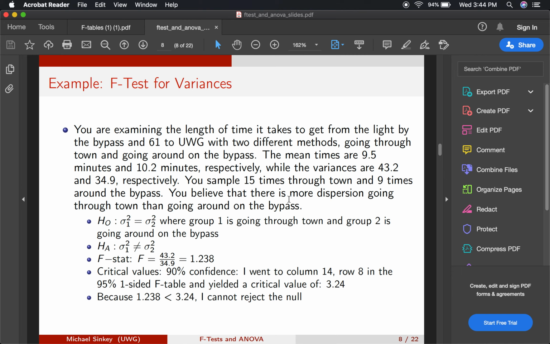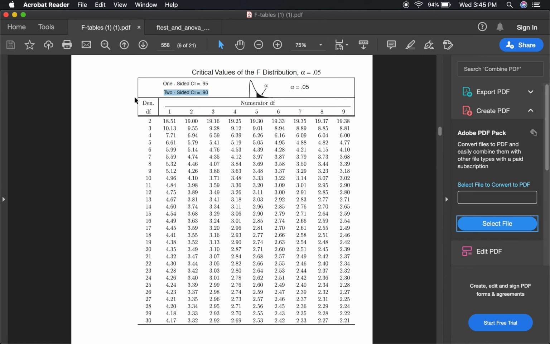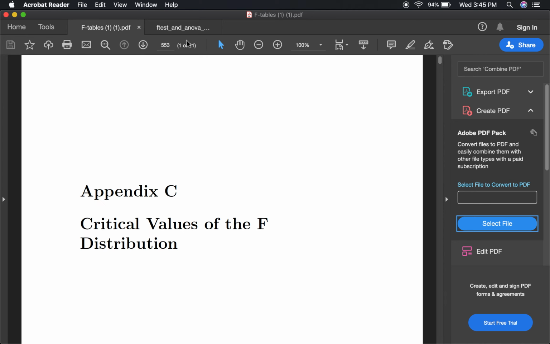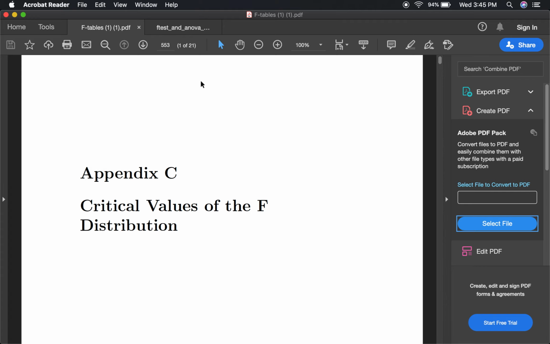The F-stat is super easy. I just take the variance of the large one, which is 43.2, and I divide by 34.9. That's 1.238. Critical values, I go to the F table, and this is the F table. And you can see at the top that it's 21 pages long. It's 21 pages of critical values. Lots of critical values with the F table.